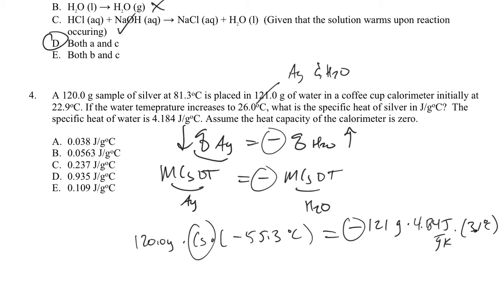So I'll do 121 negative times 4.184 times 3.1, divided by 120 times negative 55.3. So my Cs comes out to be equal to 0.237 joules per gram degree C.